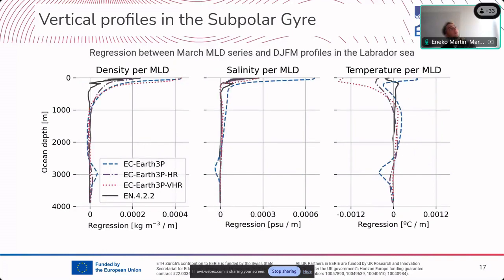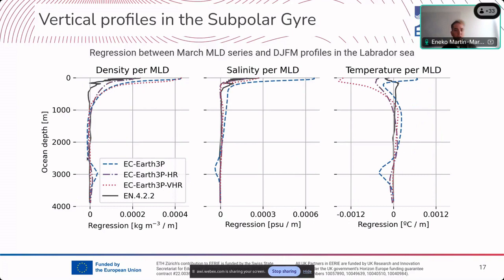If instead of looking at the average, we do a regression of these average profiles with the mixed layer depth time series of March, we can see how much anomaly on those variables we need to create 1 meter of mixed layer depth.